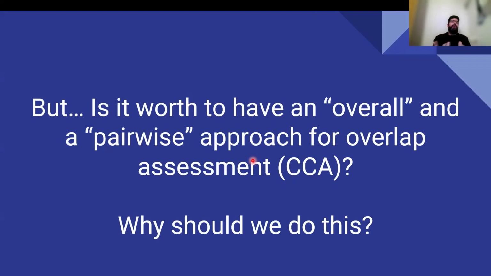But is it worth it? Why do I need to do this? Why is it good to do this? It's because it can guide your analysis and your interpretation of findings. And having this approach can prevent a lot of mistakes during the analysis or interpretation of data.